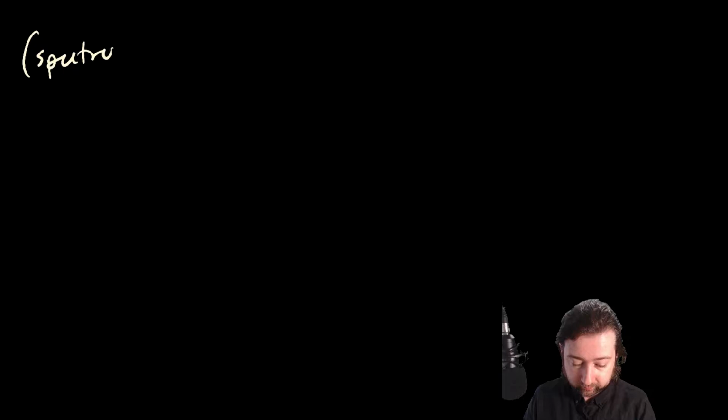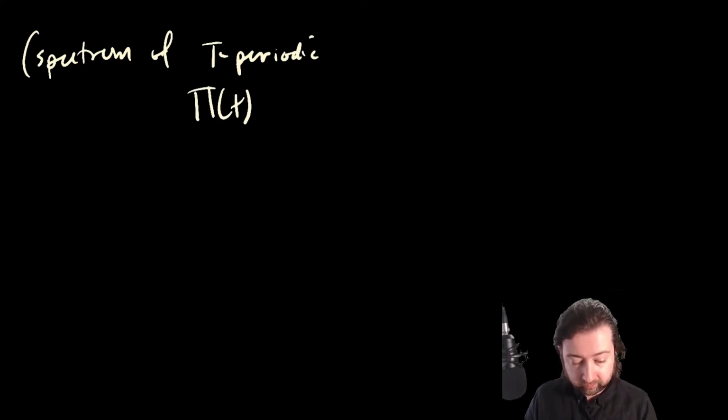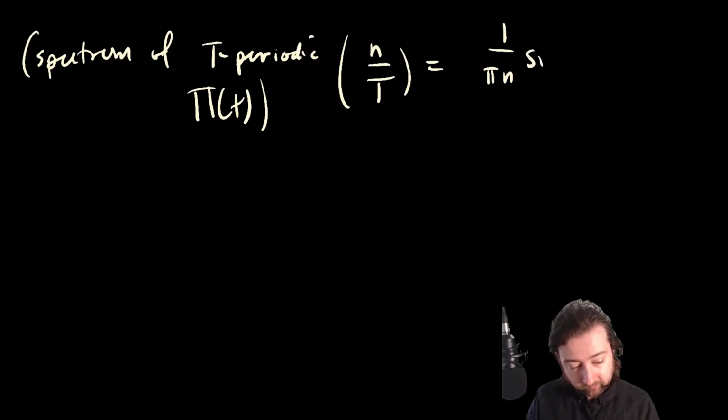So here's where we're at. We know that if we take the rectangle function and then we calculate its spectrum and we evaluate that spectrum at the points n over t, which is where the frequencies are, then we get this formula for Cn that we just produced. So what we mean is that the spectrum of the t periodic rectangle function at a frequency n over t is equal to 1 over pi n times the sine of pi n over t.